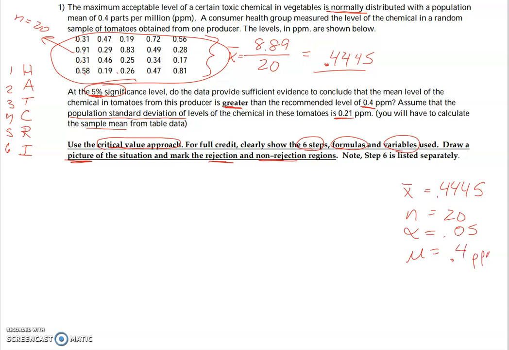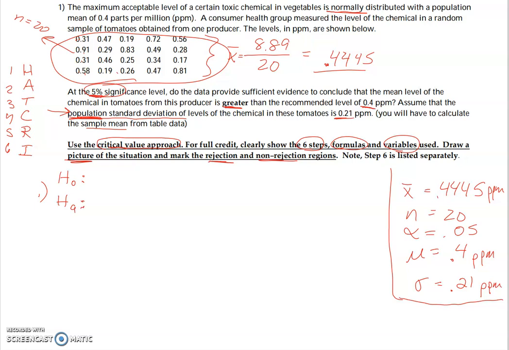Parts per million. That's the sample there. What else? They give you the population standard deviation, so you had to read that carefully. Population, so that's sigma. And that was 0.21 parts per million. So we have the pieces of information that we need to use, and now we need to do our 6 steps. Step number 1 is going to be our hypothesis test, so the null and the alternative.